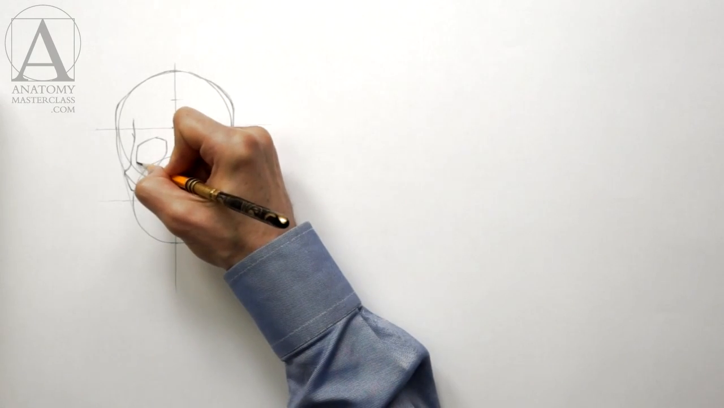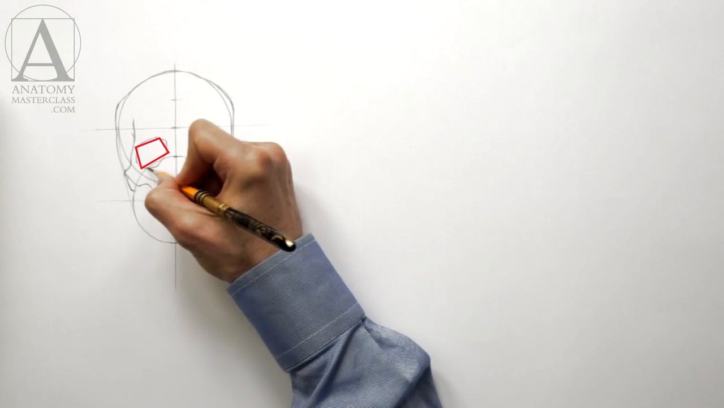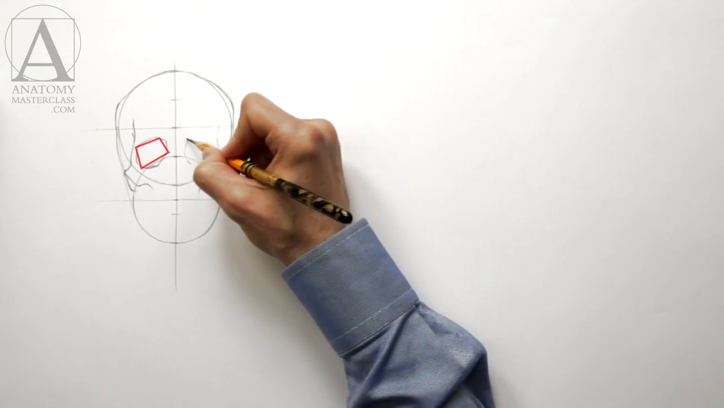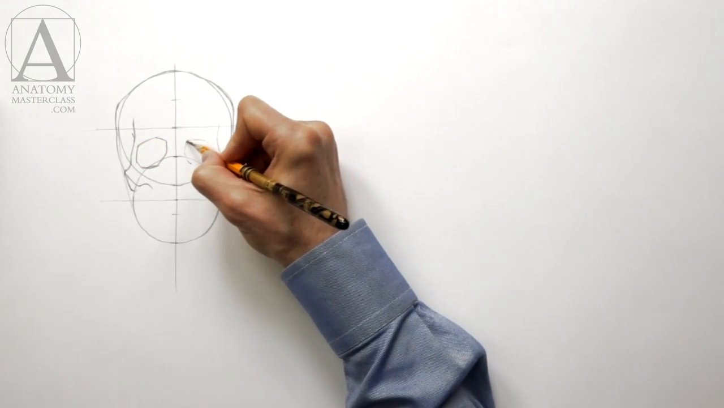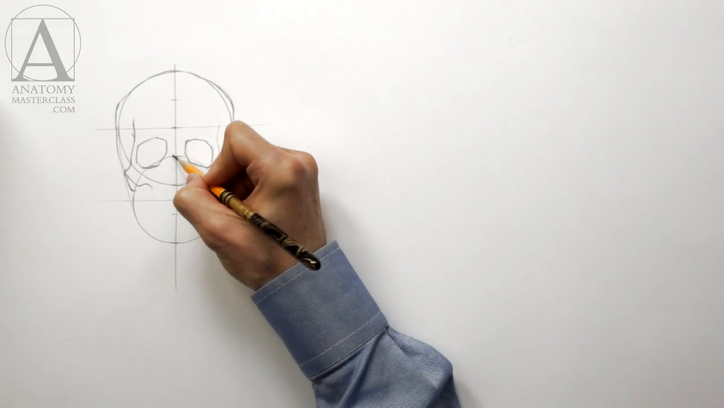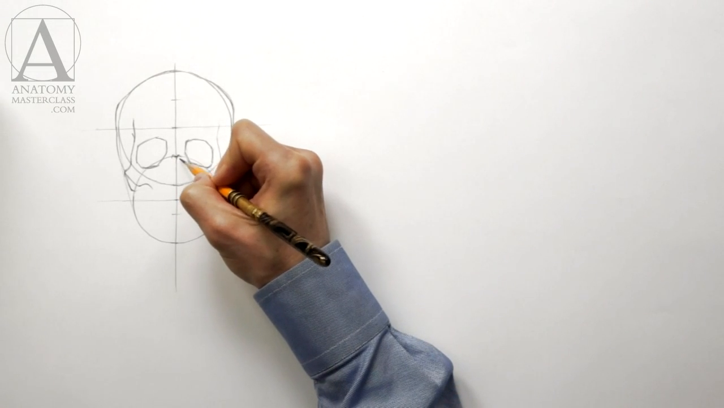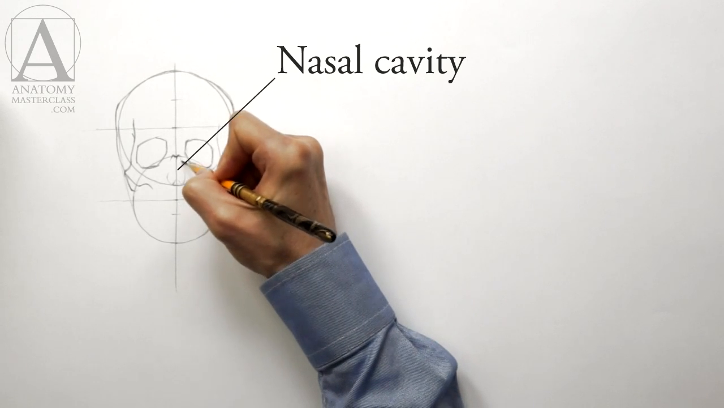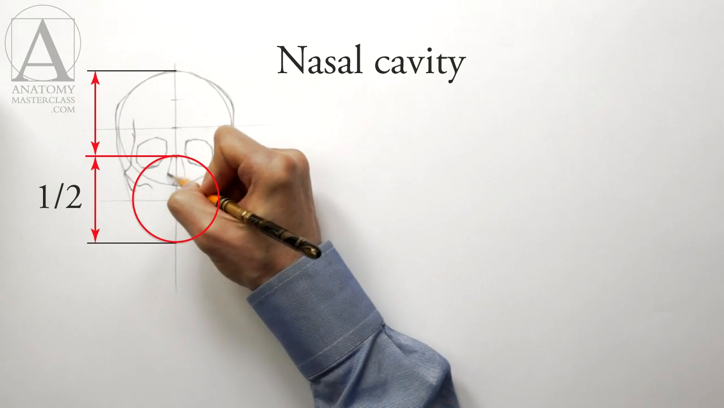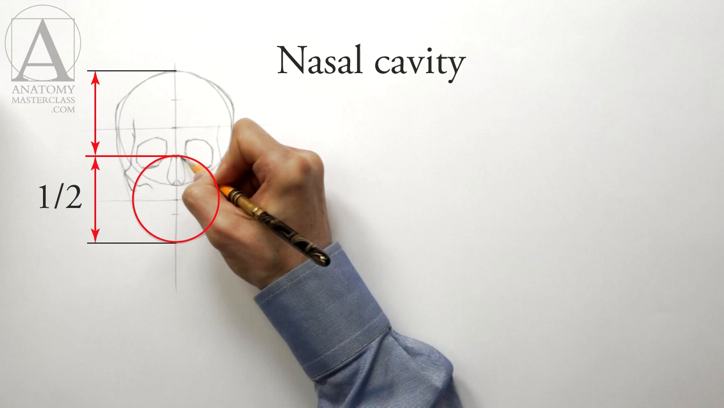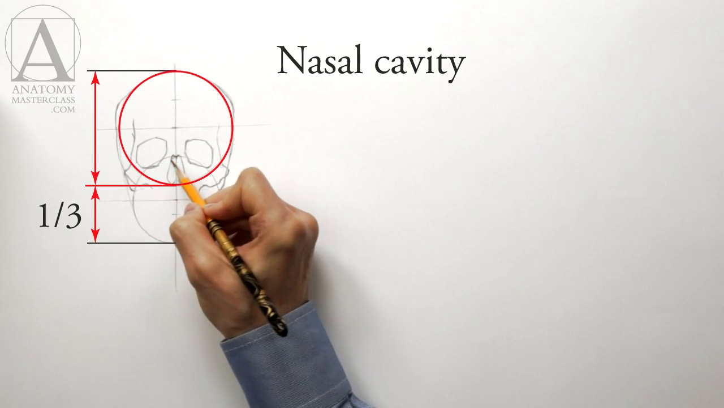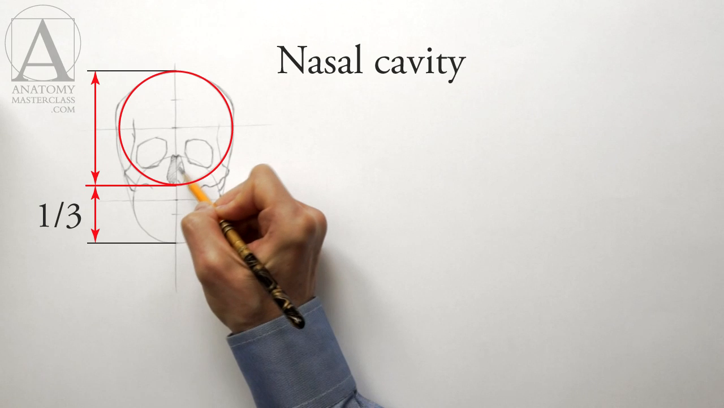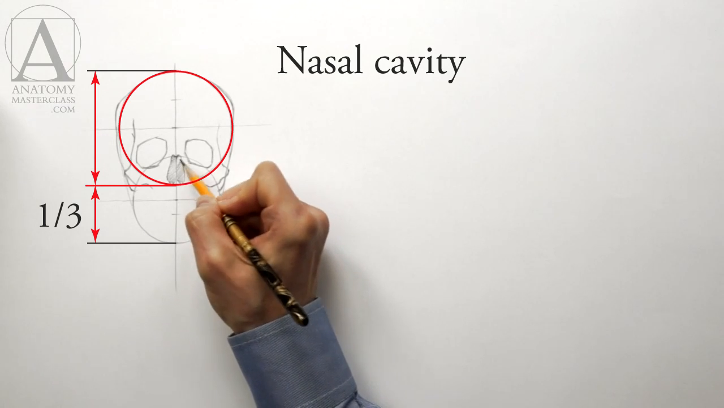The eye socket is not round. It has a characteristic trapezoidal shape, which is tilted diagonally. The top border of the nasal cavity lies exactly in the middle of the skull, right on the top point of the smaller circle. The bottom edge of the nasal cavity aligns with the bottom point of the larger circle, 1/3 of the way up from the bottom edge of the skull.